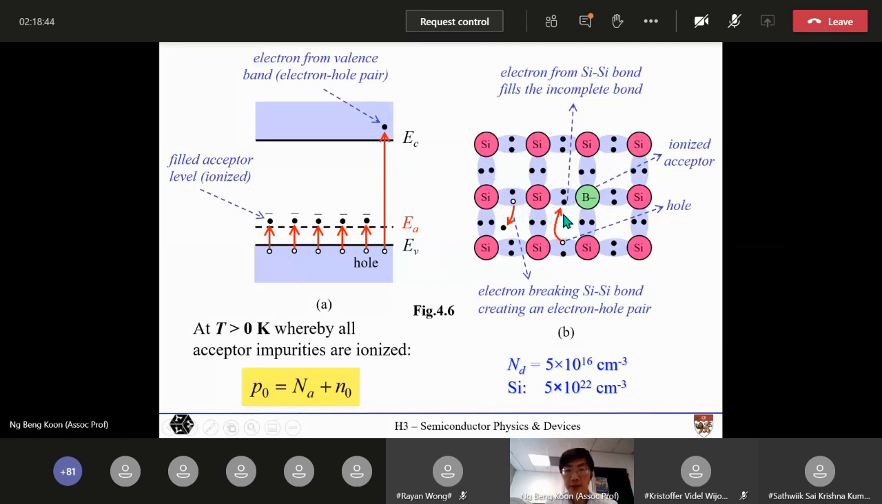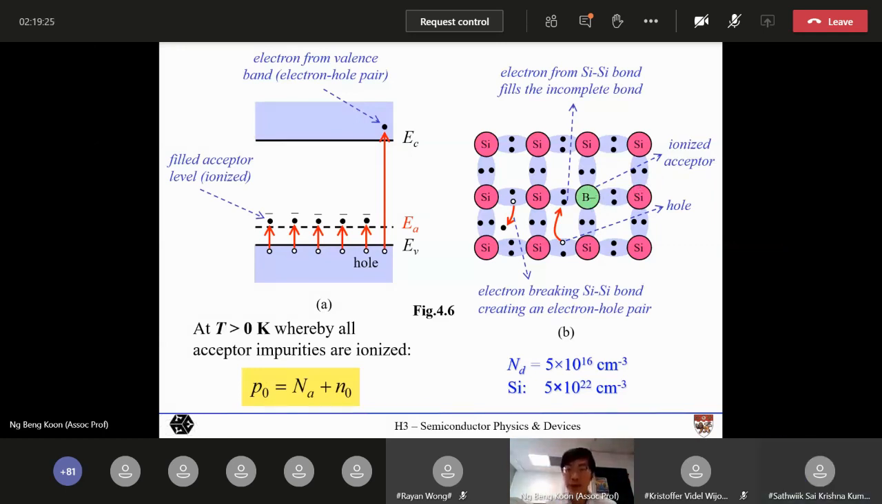Physically, for this incomplete bond between the silicon and the boron, an electron from a neighboring silicon-silicon bond in the valence band can break off and complete the bond between the silicon and the boron, which leaves behind a hole. In completing this bond, the boron now has one more electron than when it is neutral. That causes the boron atom to be ionized, so it takes on a negative charge. Unlike the electron, this boron atom is fixed in the lattice position, so it cannot move to conduct current.